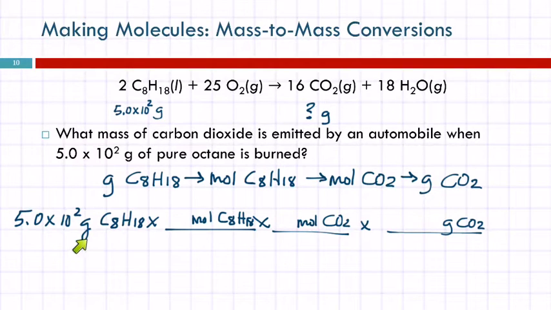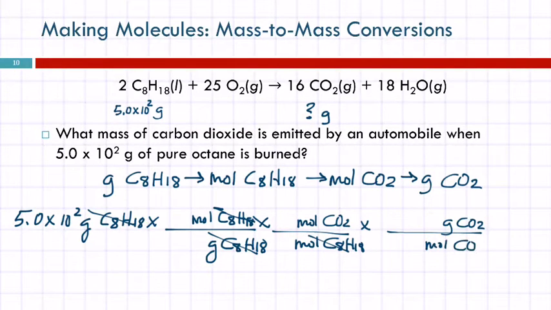I'm going to take this unit and put it in the denominator because that's the unit I want to go away. I want it to cancel out. And then I'm going to put moles of C8H18 down here. So those cancel out. And moles of CO2 down here. You don't have to worry about remembering, should I multiply or divide by the molar mass? Which moles goes on top and which on bottom? You set it up like this and the unit tells you what to do.